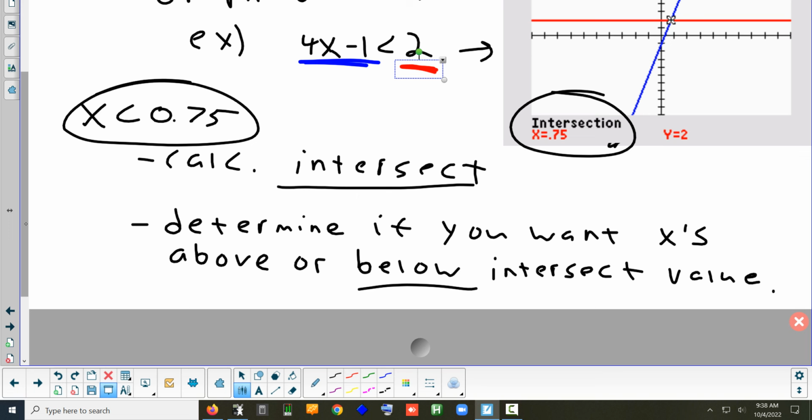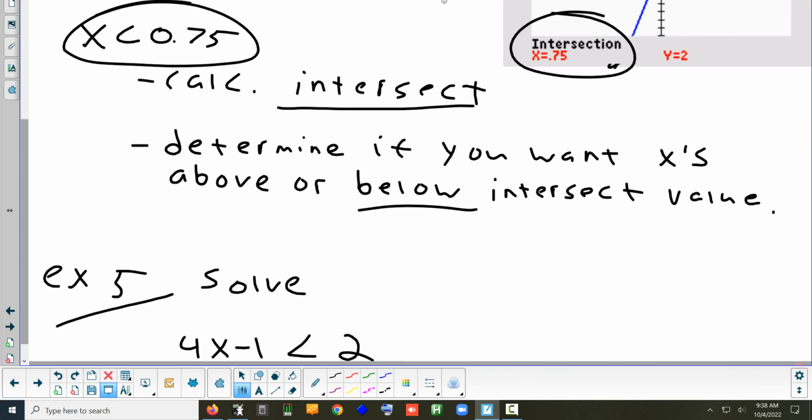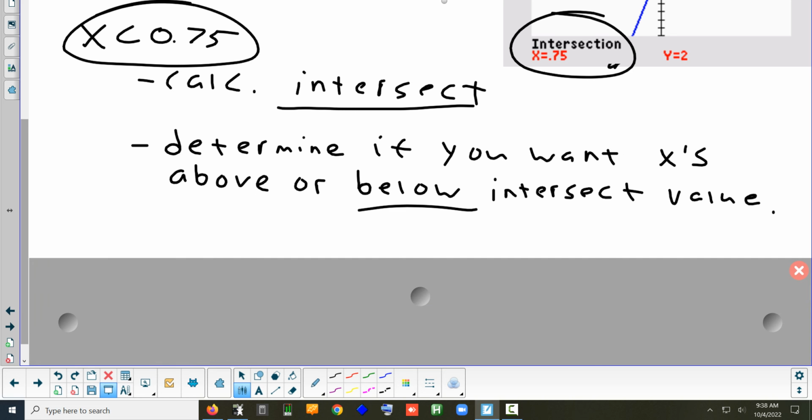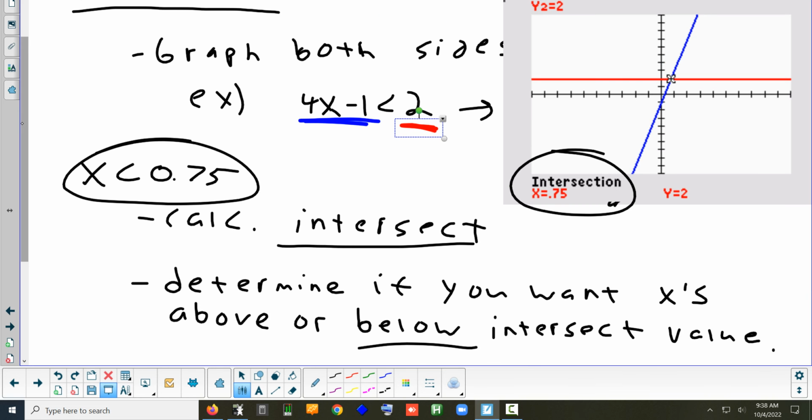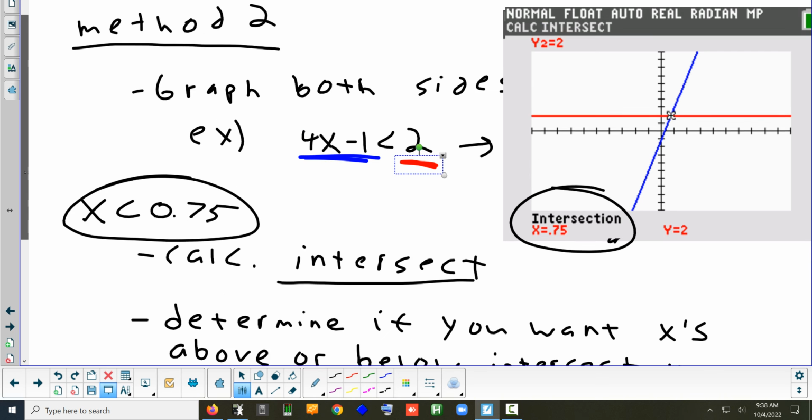So whether you choose to do it as a root or as an intersect, it doesn't matter. You can do it either way. Just depends on how I feel at the moment which one I do. And we already solved it, so I'm not going to solve it again. Any questions on method 2?